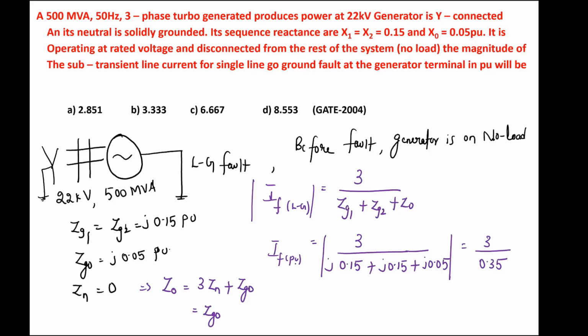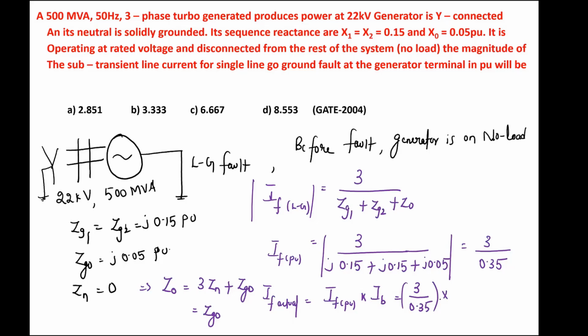So what is the per unit value? Someone tell this one. Actual fault current is given by per unit fault current multiplied by base current. So this value is how much? 3 divided by 0.35. Someone should tell it. 3 divided by 0.35 is the per unit current.